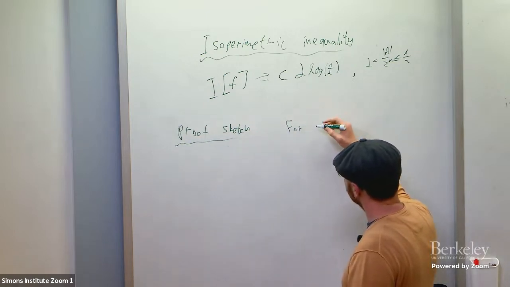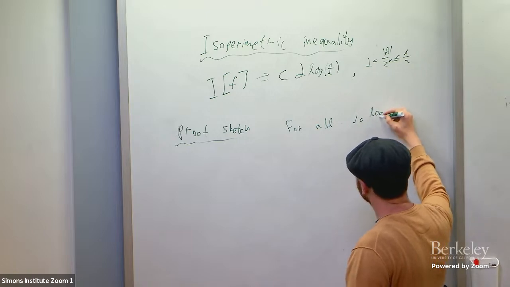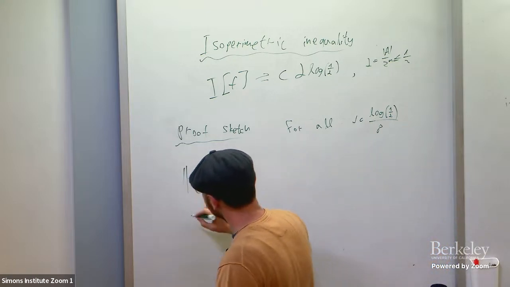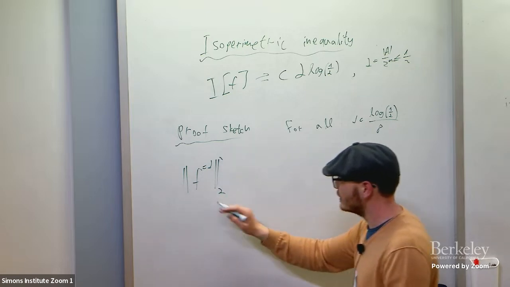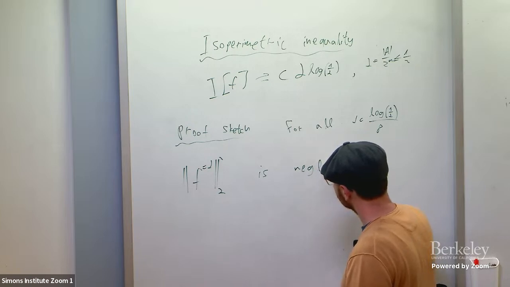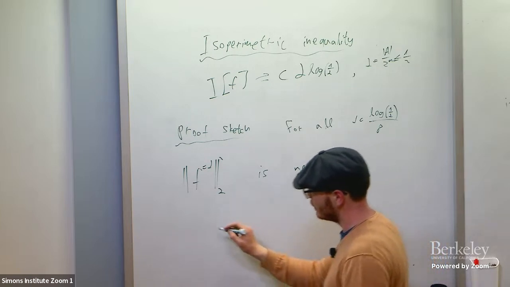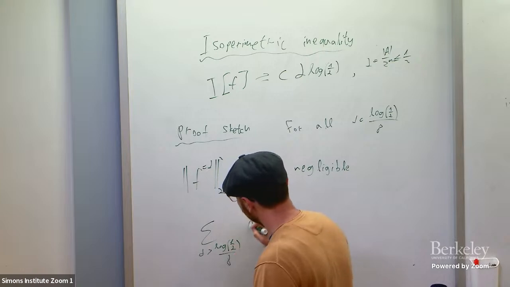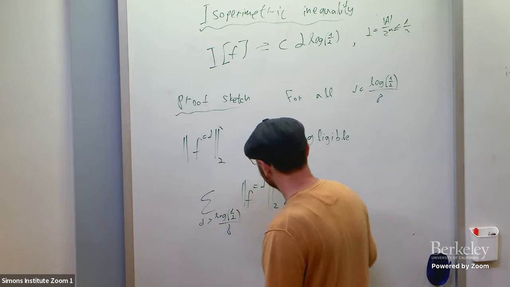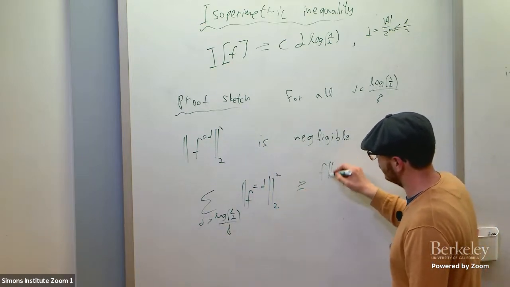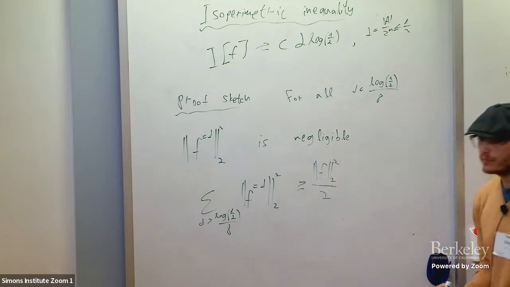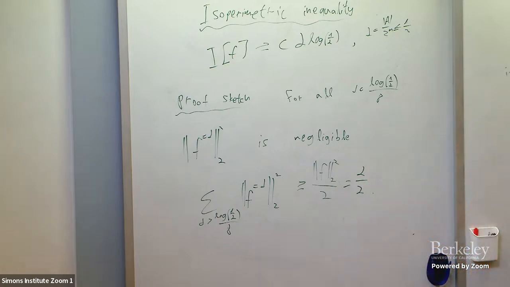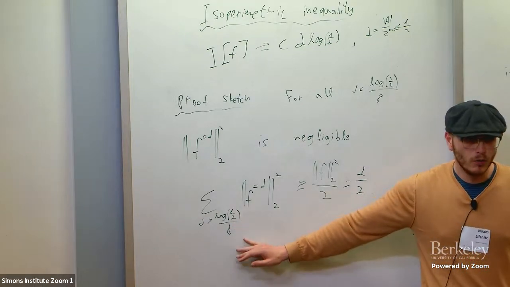For all d smaller than log 1 over alpha divided by 8, the weight at level d is negligible. You get that the sum over d at least log 1 over alpha over 8 of the weight is at least the 2 norm of f squared over 2, which is alpha over 2. So most of the mass of the function is above the level log 1 over alpha.